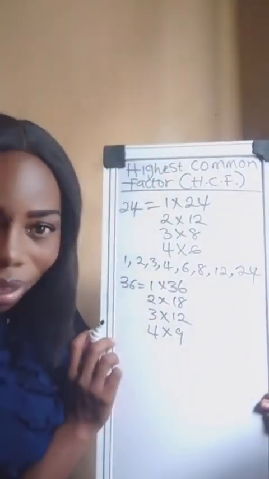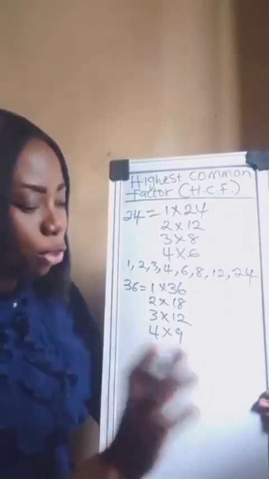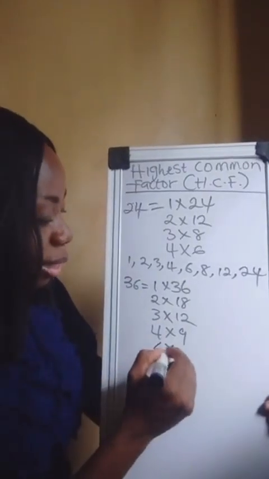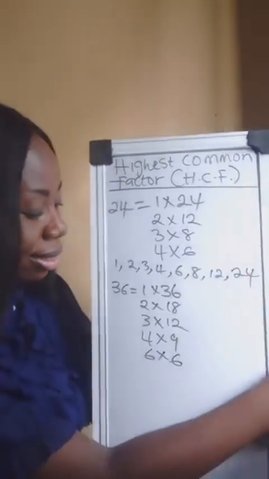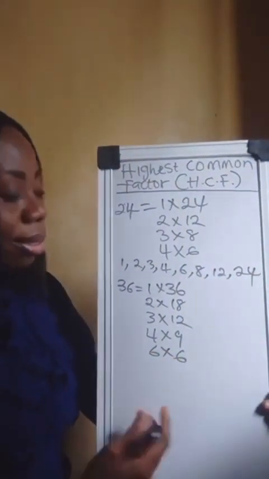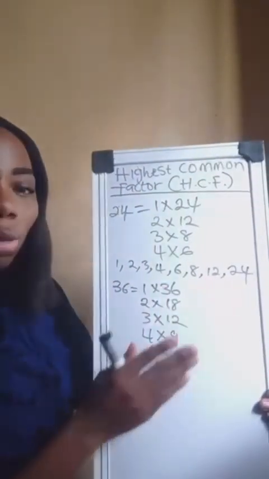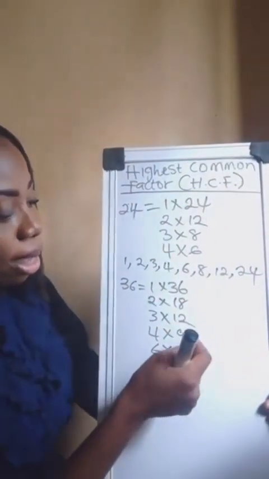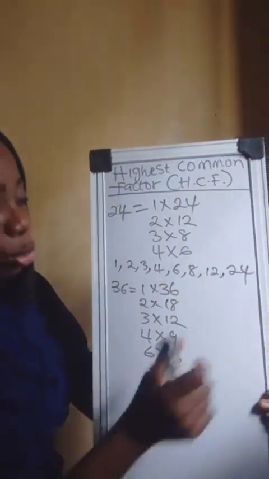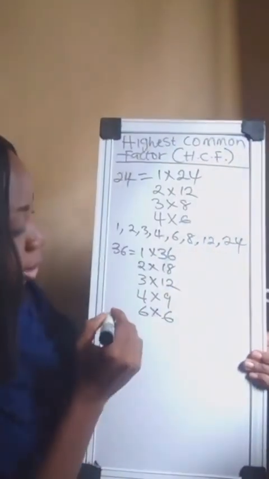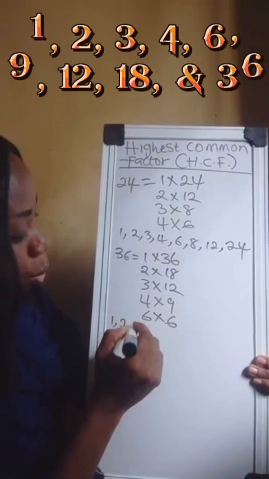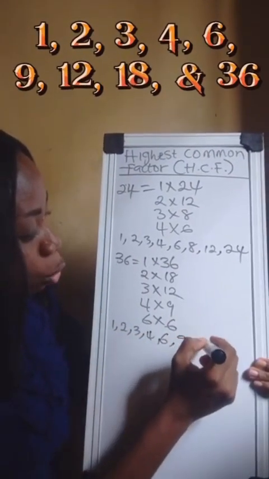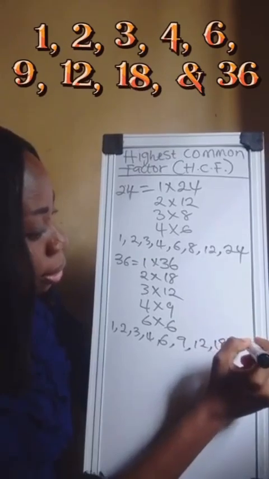What about 5? Can 5 divide 36 without a remainder? No, 5 can't. What about 6? 6 can. 6 times 6 is 36. We already have 6 times 6, 36, so that means we have come to the end of it. 7 cannot divide, 8 cannot divide, 9 can, and we have 9 here, and that is it. So we bring out all the factors of 36: 1, 2, 3, 4, 6, 9, 12, 18, and 36.